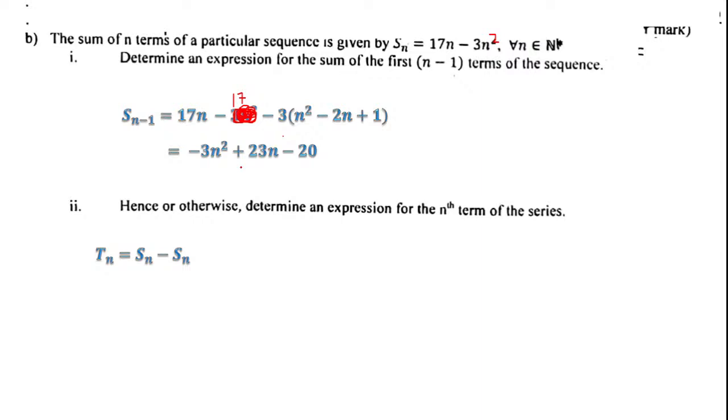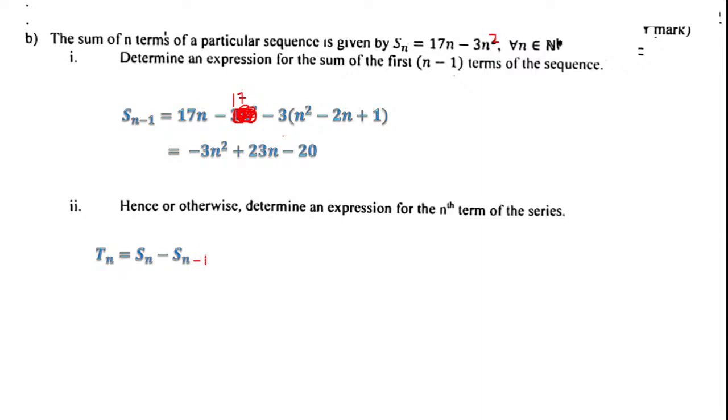Now we have been told that hence or otherwise determine an expression for the nth term in the series. So the nth term for this type of series that is defined by sum is given by Sn minus Sn minus 1.